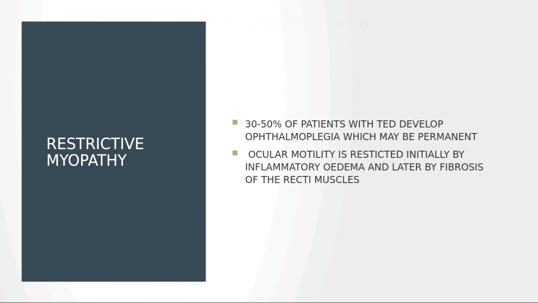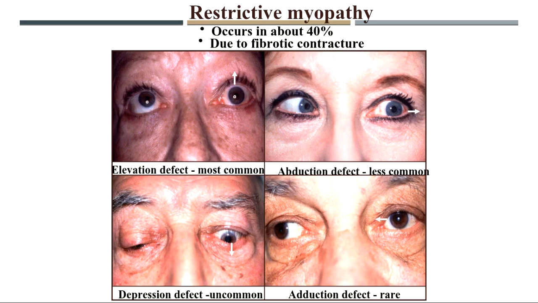And the other complication you get with thyroid eye disease is a restrictive myopathy. So 30 to 50% of patients with thyroid eye disease develop ophthalmoplegia. And the ocular motility problem is usually due to restriction initially from inflammatory edema, but later they develop fibrosis of the recti muscles. And of course, the most common defect is elevation.